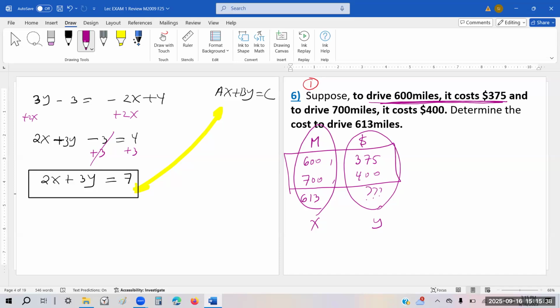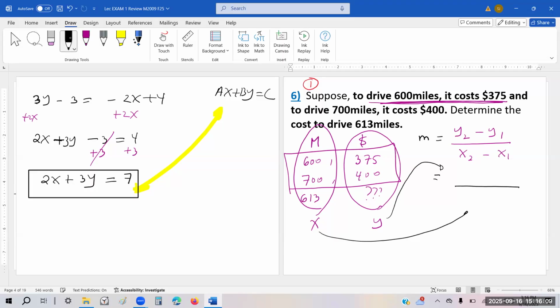So we need to know the slope. Step 1, find slope. What's the slope formula? Y2 minus Y1 divided by X2 minus X1. So since my miles is the X, that will go on the denominator. And since my money is the Y, money will go on the numerator. So what minus what on the top?